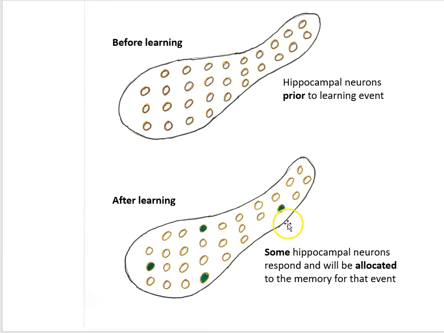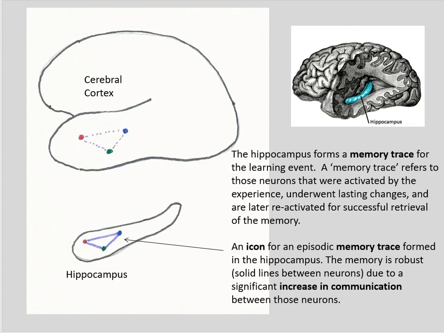And we're going to call this allocation. So the four in green here, they are the ones then that are going to be responsible for making a memory of that particular learning event. The other neurons are not going to be involved in making a memory for that event. That's what we're calling allocation.